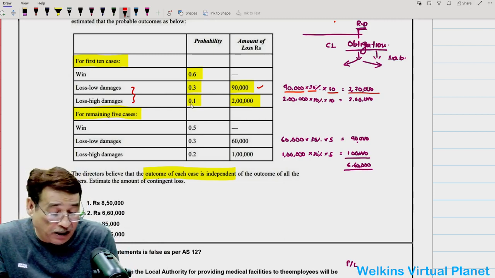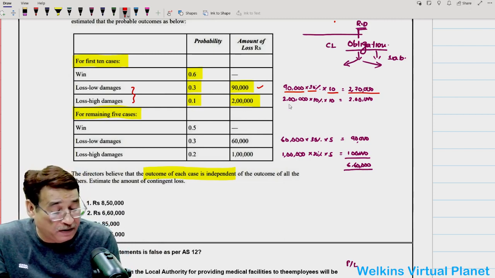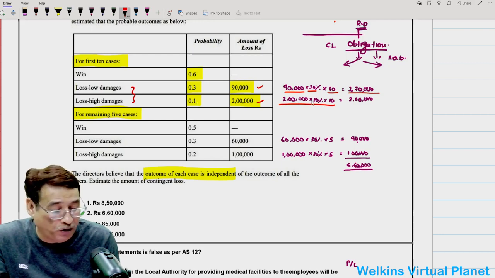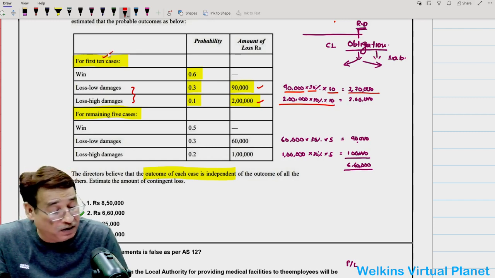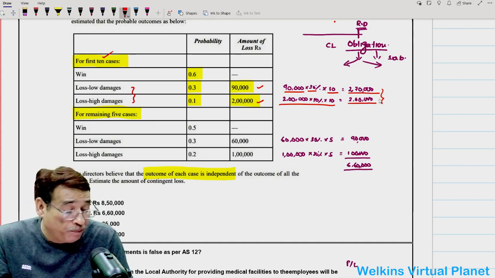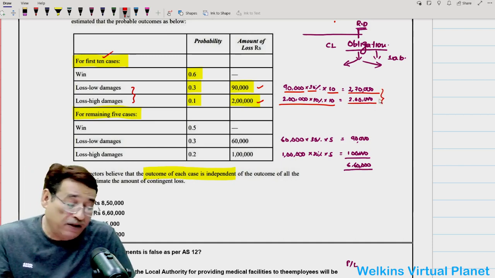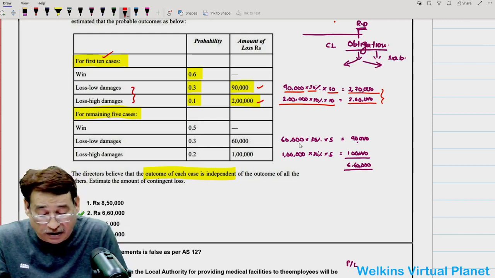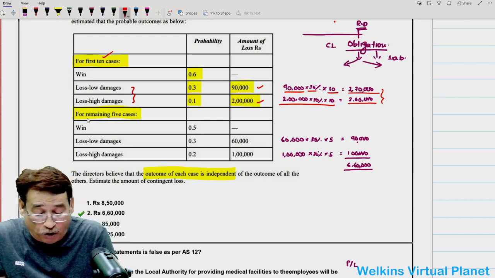On the contrary, if this other situation arises, the compensation amount is quite high, 2 lakh, but only 10% are of the opinion that this situation may arise. So 2 lakh into 10% into 10 cases. Don't forget to multiply with the 10 cases given. So under the first 10 cases, your total provision comes to 4,70,000.